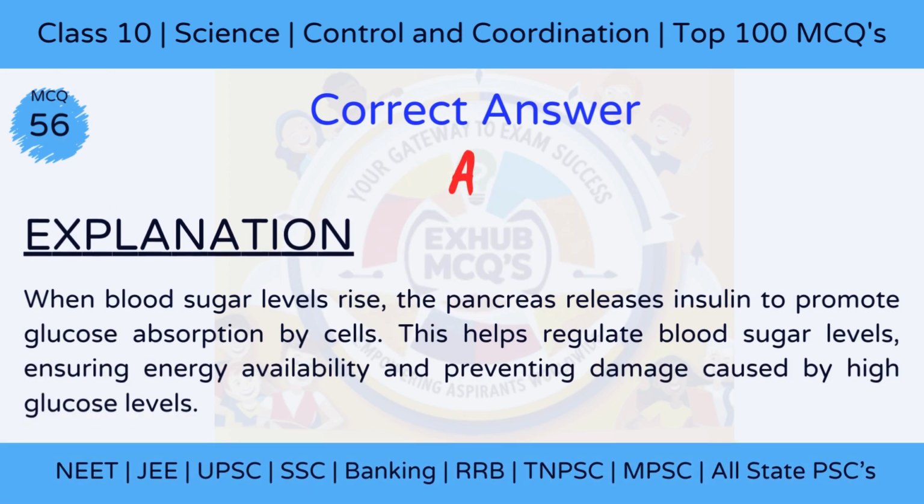The correct answer is option A, insulin is released. Explanation. When blood sugar levels rise, the pancreas releases insulin to promote glucose absorption by cells. This helps regulate blood sugar levels, ensuring energy availability and preventing damage caused by high glucose levels.